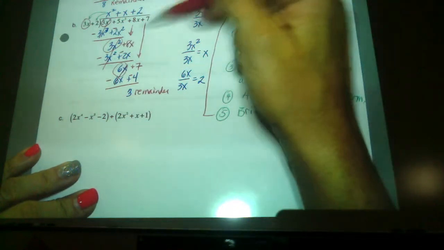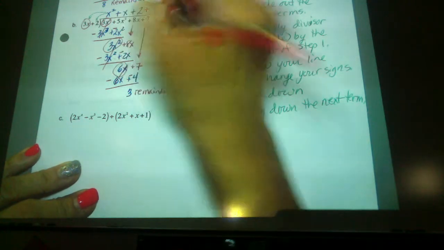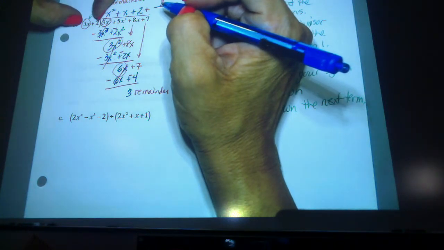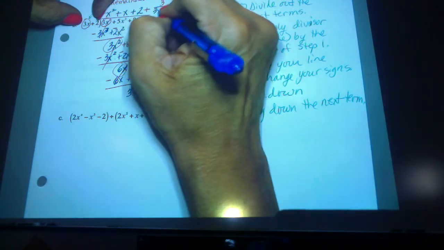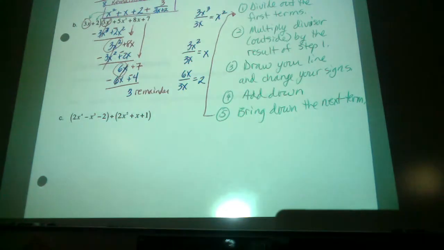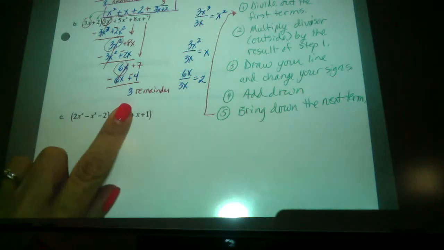So how do I put my remainder up here? It's positive, so we have plus, the remainder is 3, and you divide it by everything that's outside, not just the 3x, but everything that's outside. 3x plus 2. So this is your entire answer. That's your quotient. Obviously, because we have a remainder, 3x plus 2 does not divide evenly into the polynomial, therefore it is not a factor of the polynomial. If it were a factor of the polynomial, we would have no remainder here.